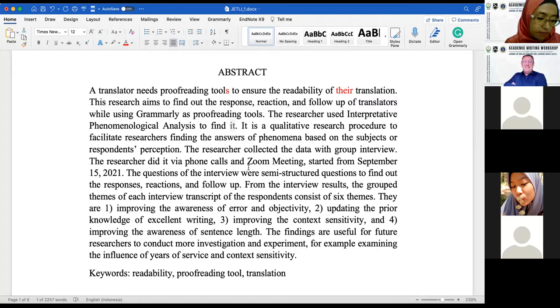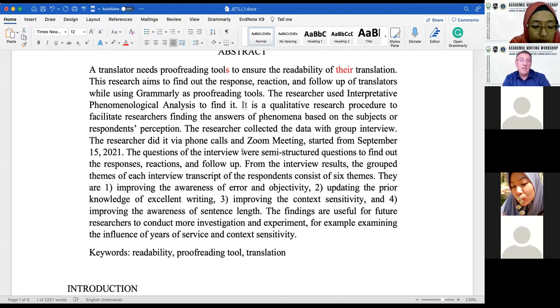To find it, you know, what is it? This paper right here is causing me some concern, even with the abstract. It is a qualitative research procedure to facilitate researchers. Okay, again, I am already lost with this paper.